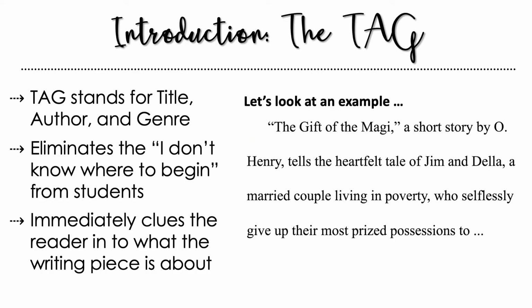So looking at a very simple example, here we have The Gift of the Magi, a short story by O. Henry. It's very simple, very straightforward. As students progress and get stronger with writing, they could add adjectives and adverbs to make this tag a little bit more interesting. But the gist of it is that's all they need. So it's very easy for them to get started. You'll see title, genre, and author. And again, it can be put in any order. You can do TAG, TGA, GAT, however they want to set it up. But they want to make sure that they include all 3 parts of the acronym.